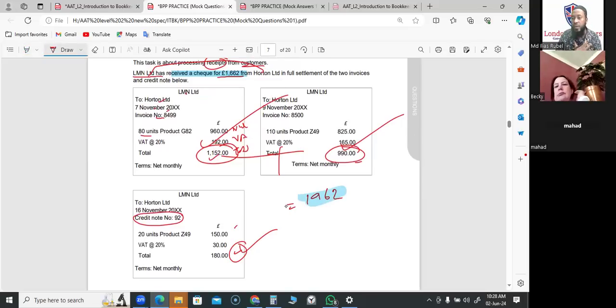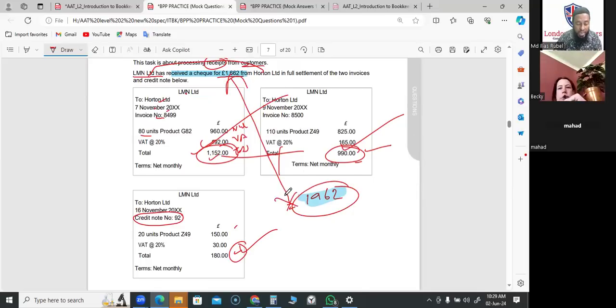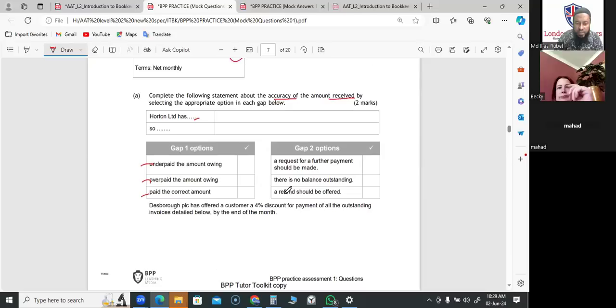Let's assume us is Element. We send them two invoices. One is 1152, one is 990, and there is a deduction of 180. According to us, it was 1962, but we got paid 1662? No good, underpaid. So Horton Limited has been underpaid the amount owing, which is this. So what are you gonna do? Request for a further payment, shouldn't he? Request for a further payment. Now, come on, mister. You paid us less.